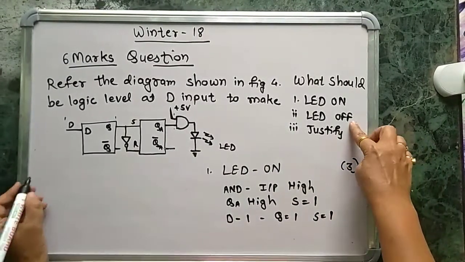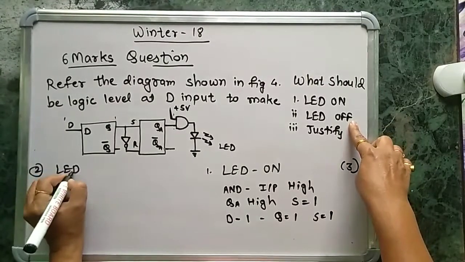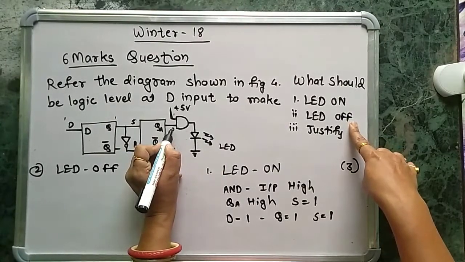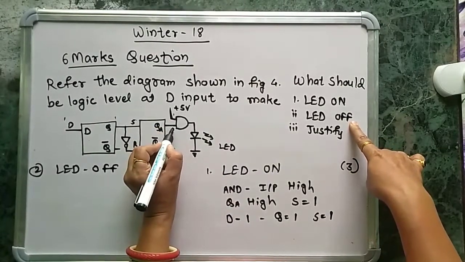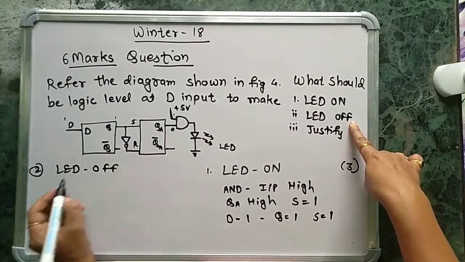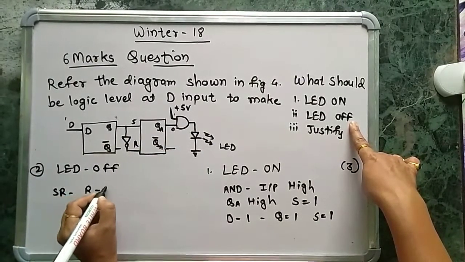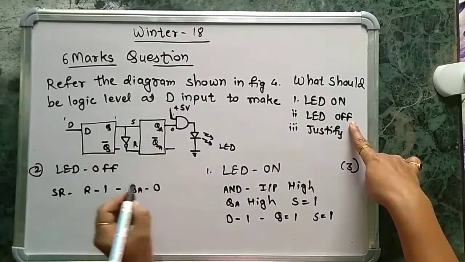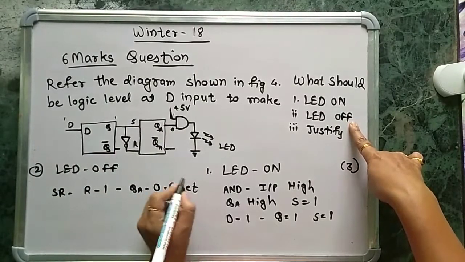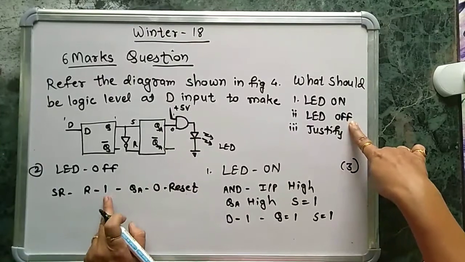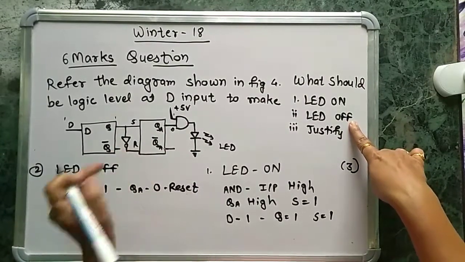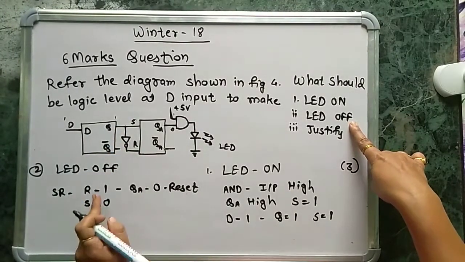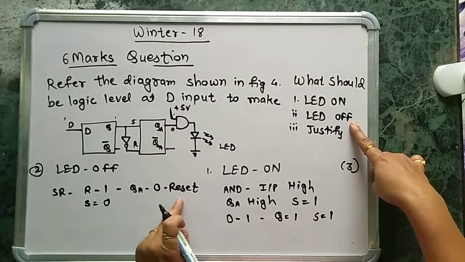Now, what is LED off? Second is LED off. You might understand that the LED will be off when this is 0, because this is already 1. When this is 0, according to the SR flip-flop, if the R input is given 1, then QA will be 0. This input will be 0, which is called the reset condition. We have to reset the flip-flop, and to reset it, R should be 1. Here is a NOT gate. So what will S be? If S is given 0, then R will automatically be 1, and the flip-flop is in the reset condition.